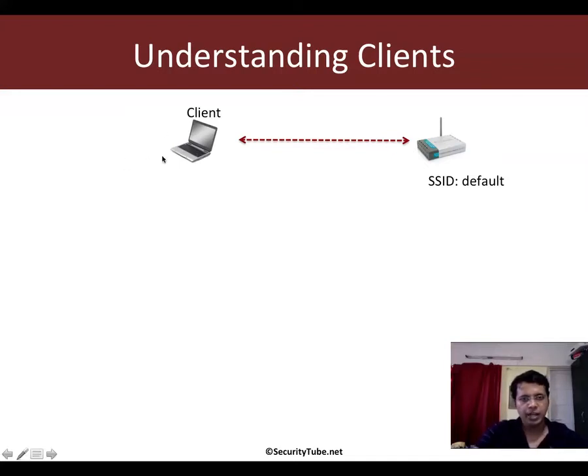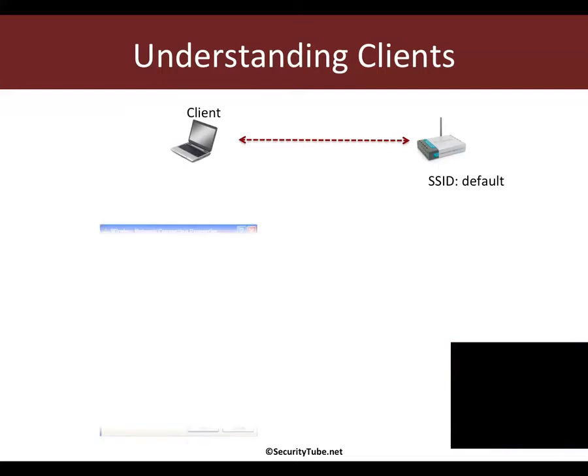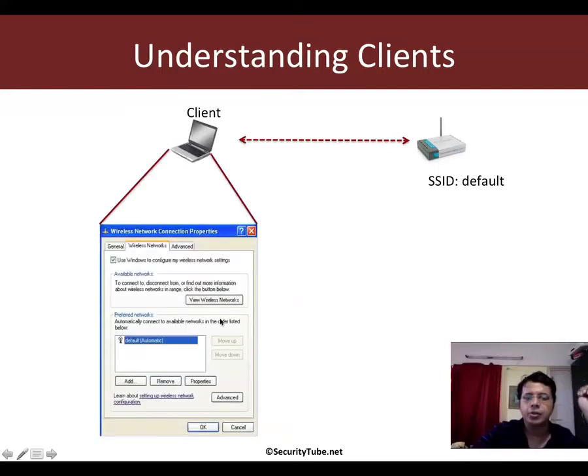So let's say we have a laptop, which is actually the wireless client, and there is an access point with an SSID default. Now, this is the first time both of these are in the RF vicinity and the client is about to connect to SSID default. Now the user clicks on connect to default and the connection happens. The moment this happens, SSID default is added to the preferred network list in the client.